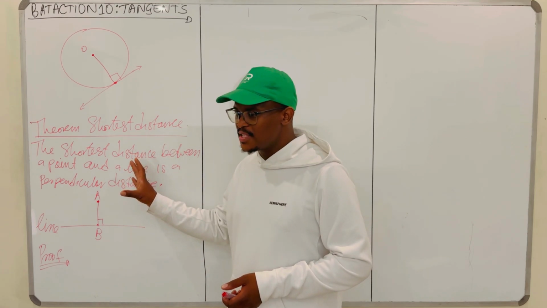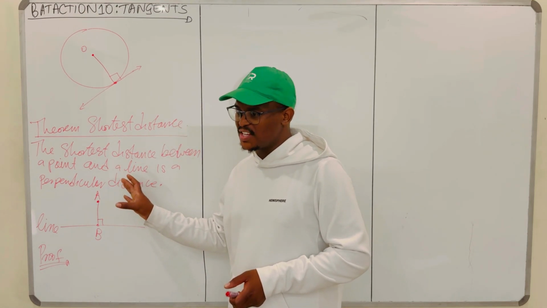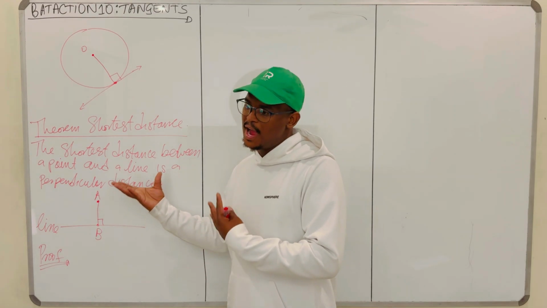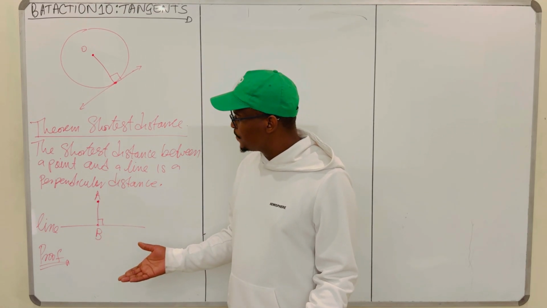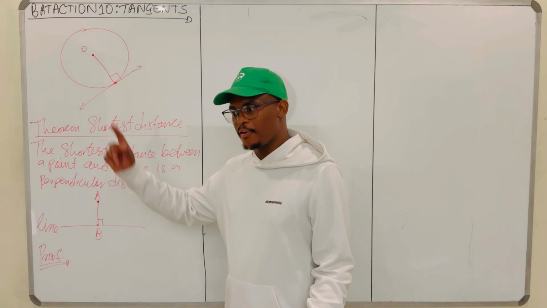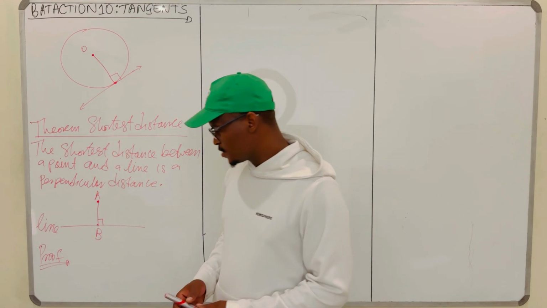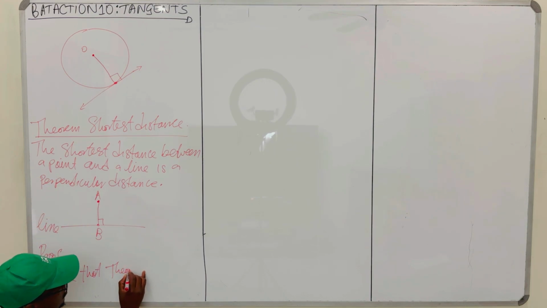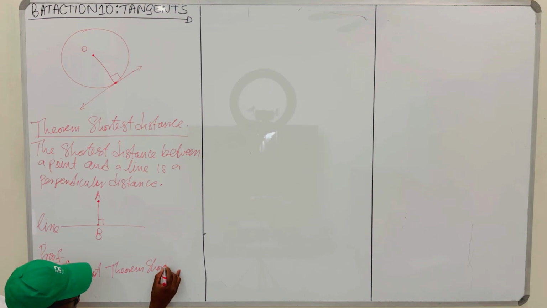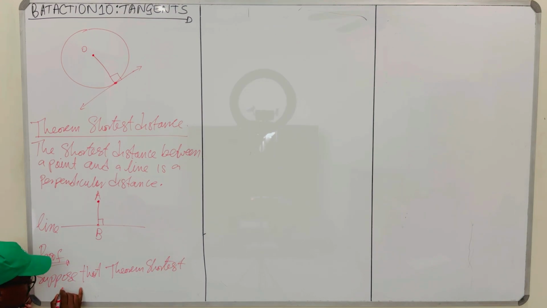So we'll assume that this statement is false and try to use some geometry knowledge that we know so far. And then if we run into problems, that would mean that our assumption was false and therefore our theorem is true. So let's go. So we'll use proof by contradiction. So we'll say, okay, let's assume that this theorem, shortest distance, is false.